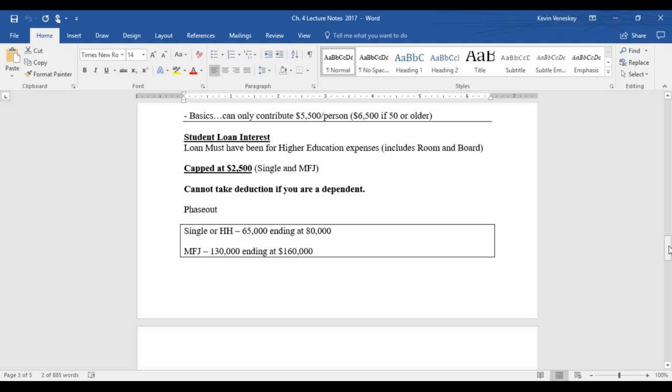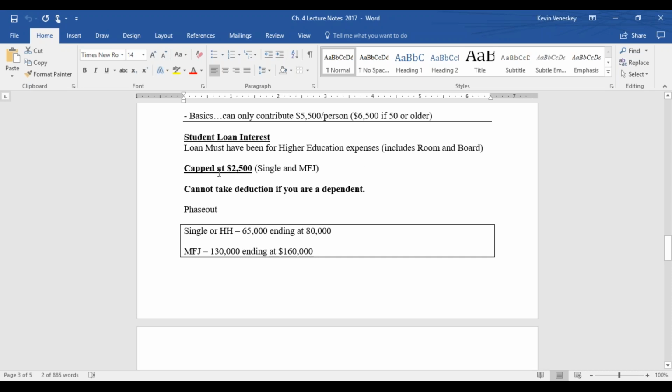Student loan interest. This one was on the table for potentially being knocked out with the new tax changes. There was a big uproar about it, so it is kept. It will stay for now and going into the future. Any interest that you pay back on your student loans is deductible.